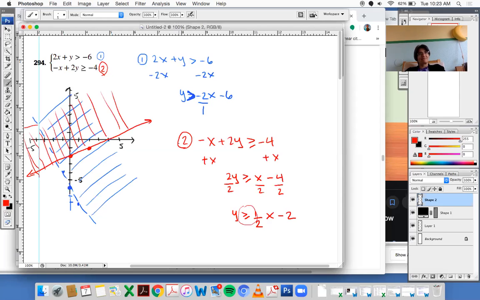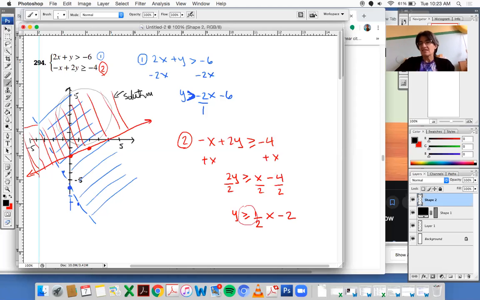All right. Okay, so my solution region is in the kind of corner where they both overlap. That's the solution. Okay, any questions with that one?